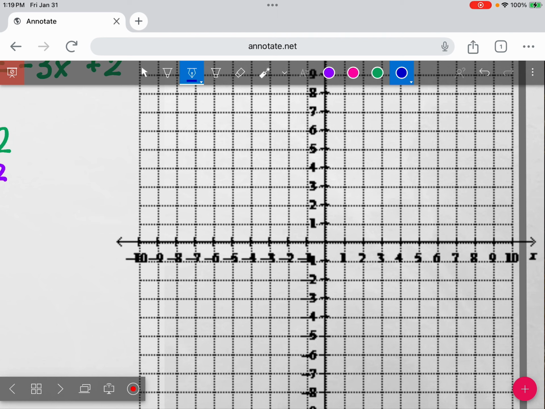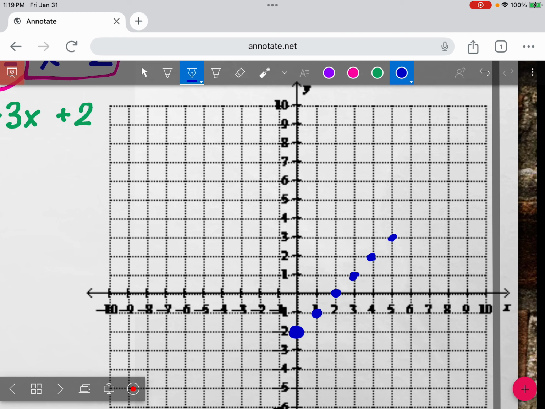So I've got a y-intercept. My plus b is negative 2, so my y-intercept is at negative 2 on this one. And my slope, the number in front of my x, my mx, I've got a 1. So I have a rise of 1 and a run of 1. Up 1 over 1, up 1 over 1, up 1 over 1.